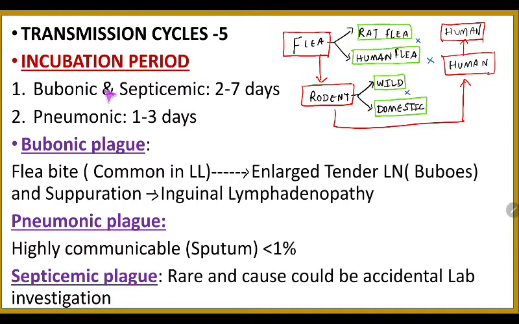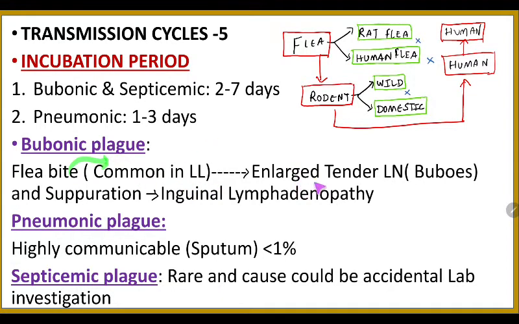Coming back to incubation period, in bubonic and septicemic plague it is 2 to 7 days. In pneumonic plague, it is 1 to 3 days. In bubonic plague, when the flea bites, it is commonly in the lower limb. Why is it biting in the lower limb? If the question comes, remember fleas will not fly, so they usually bite in the lower limb.